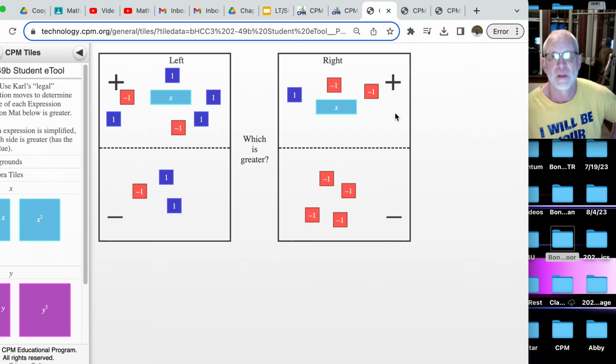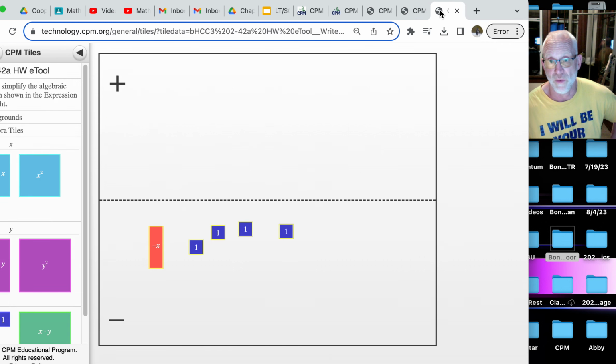Next, go to this one. B. Solve this one. Solve this. Which one is greater? Take a screenshot, send it to me. That's it for the day. You are done for Tuesday.